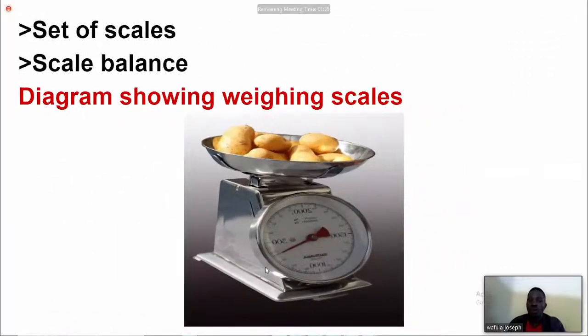There is also a set of scales, a scale balance. Now, this is a weighing scale. These days, when our parents are buying things in the supermarkets, that is also for finding the mass. They go to the supermarkets, and they first weigh the things they sell to them. That's Irish potato. I know everyone enjoys it.